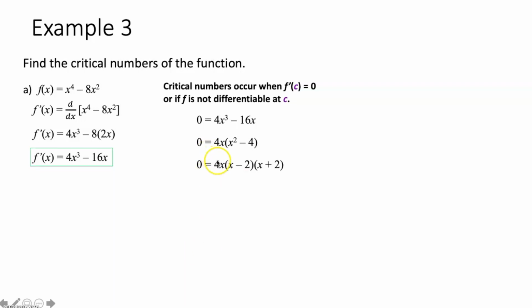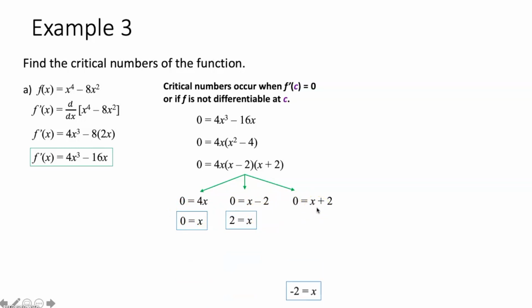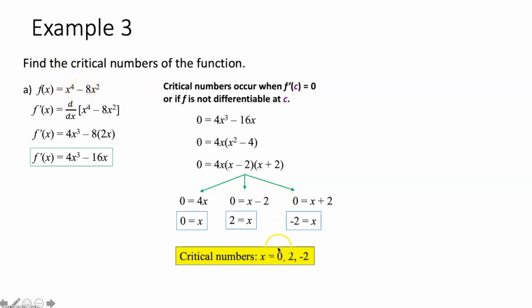We then have 3 different things multiplied together that equal 0. So by the zero product property, we can set each of those things equal to 0 and solve for x. So over here, to solve this for x, we divide both sides by 4, we get x is equal to 0. Over here, we add 2 to both sides, we get x is equal to 2. Subtract 2 from both sides here, and we get x is equal to -2. So our 3 critical numbers for this particular function would be x is equal to 0, 2, and -2. And you can confirm that with the graphing calculator.